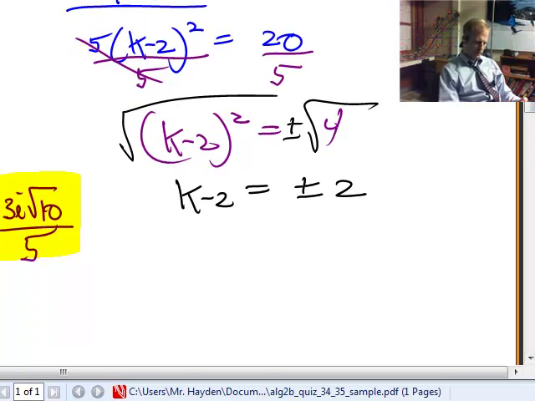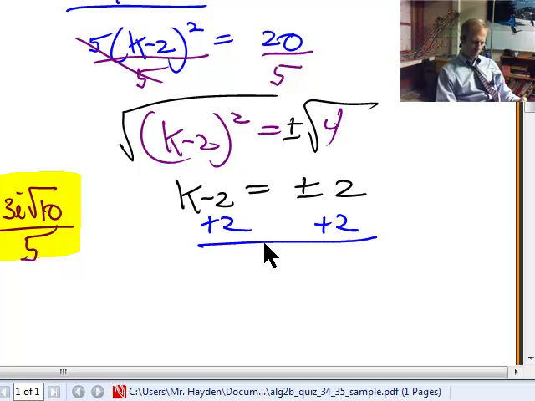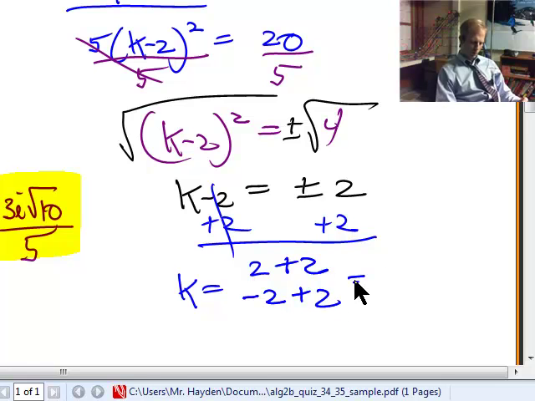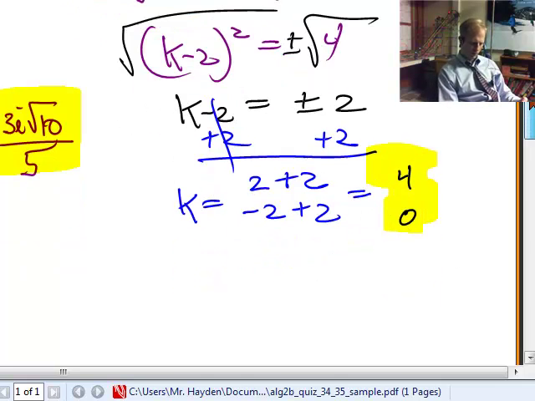And then lastly, I'm going to have to add 2 to both sides. And what this means is that I have k equal to 2 plus 2 and negative 2 plus 2, which gives me 4 or 0. And those are my two solutions, 4 and 0.